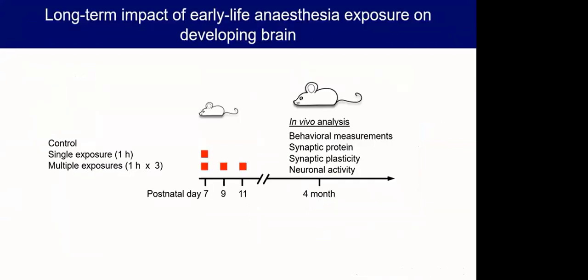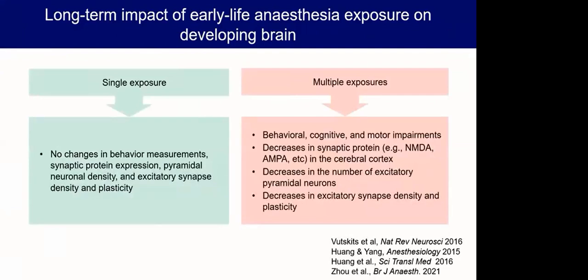Here we designed an experiment. Neonatal mice were administered 1 or 3 sessions of general anesthesia during postnatal days 7 to 11. Control mice received weekly injections. At 4 months of age, these mice were subjected to a series of assays at behavior, molecular, and cellular levels. In line with previous observations from my own lab as well as from many other labs, we found that multiple exposures of neonatal mice to general anesthesia induce long-term behavior, cognitive, and motor impairments in adulthood.